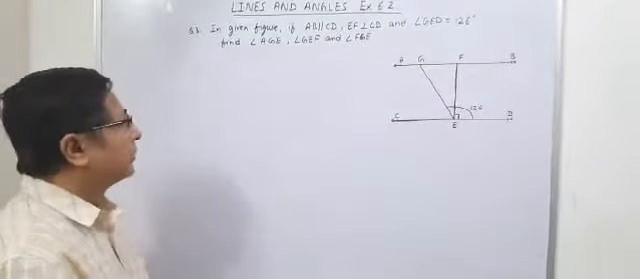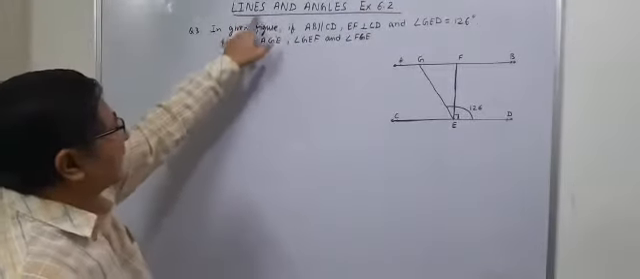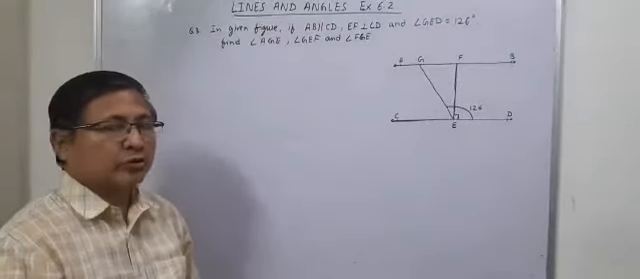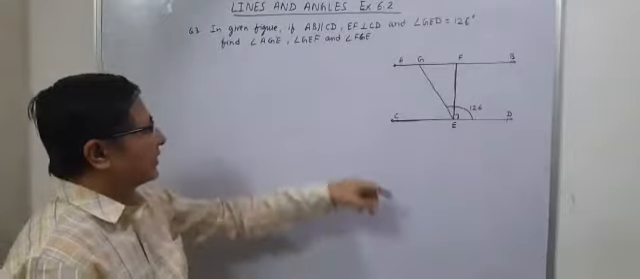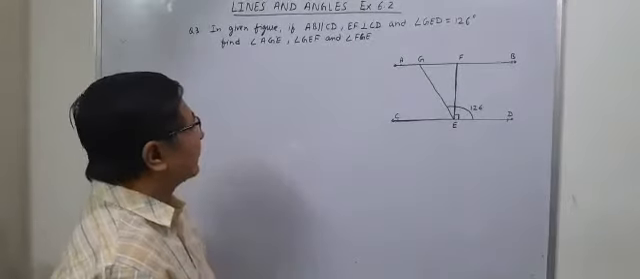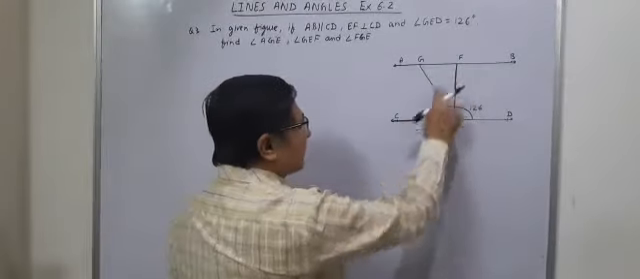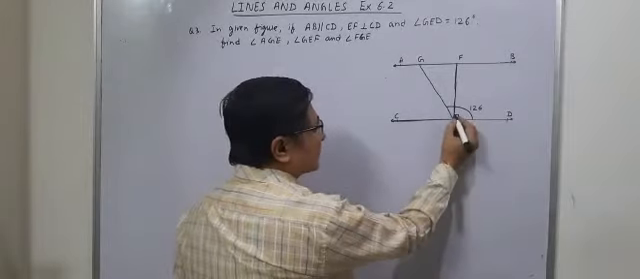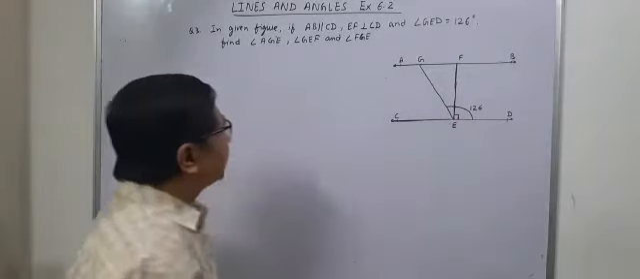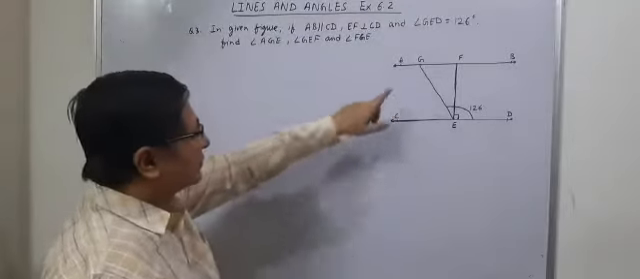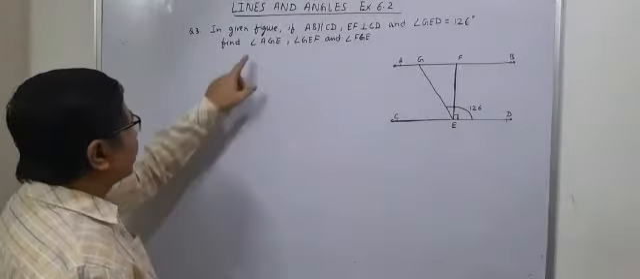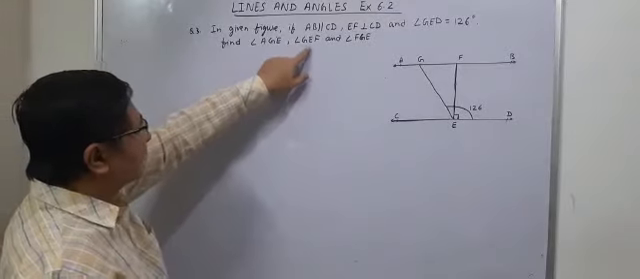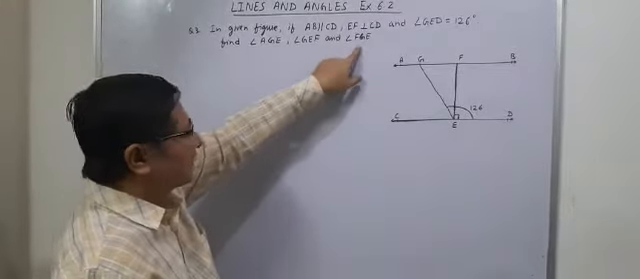Good morning students. Today we are going to do the chapter Lines and Angles, exercise number 6.2. This is the third question of NCERT. In the given figure, AB and CD are parallel, and EF is perpendicular to CD. Perpendicular means this is 90 degrees here, and this whole angle GED is 126 degrees. We have to find angle AGE, angle GEF, and angle FGE. These three angles we have to find.